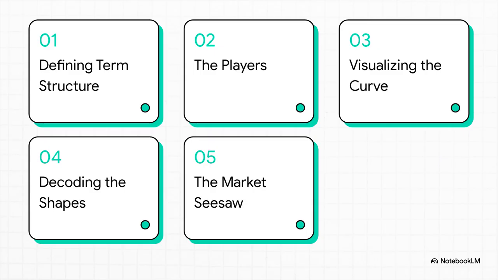We'll be hitting 1. Defining term structure, 2. The players, 3. Visualizing the curve, 4. Decoding the shapes, and 5. The market seesaw. Let's jump in.